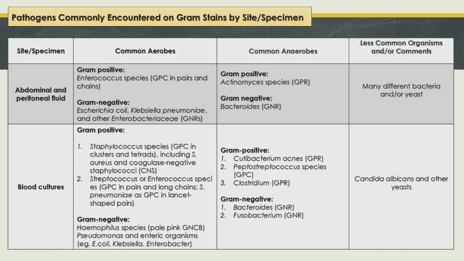Common anaerobes. Gram-positive: 1. Cutibacterium acnes, GPR. 2. Peptostreptococcus species, GPC. 3. Clostridium, GPR. Gram-negative: 1. Bacteroides, GNR. 2. Fusobacterium, GNR. Less common organisms and/or comments: Candida albicans and other yeasts.